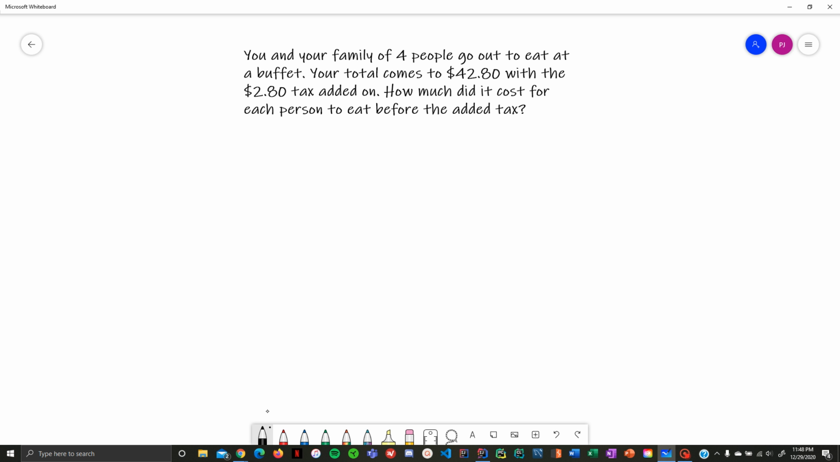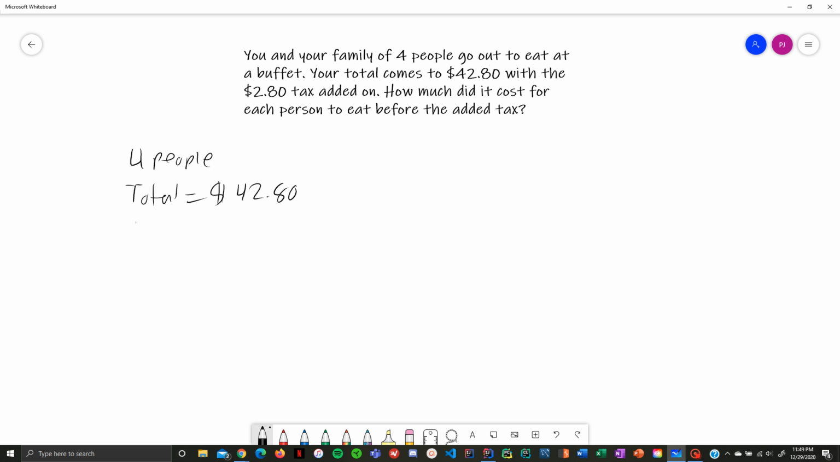So the first thing we have to identify are the pieces of information that we're given in this problem. So we're told that there's 4 people. And then we're told that the total of the dinner is equal to $42.80, and the tax was $2.80.